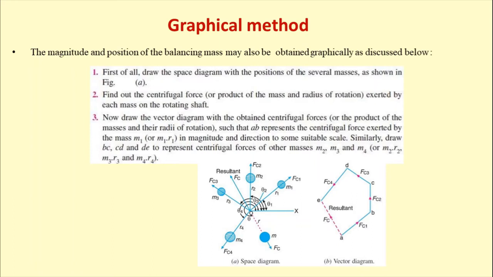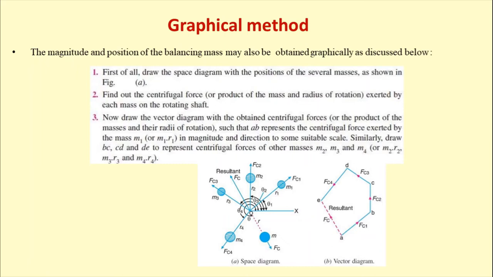So in the graphical method, first you have to draw the space diagram with several masses as shown in the figure, then find out the centrifugal forces, that is the product of the mass and the radius of rotation. Remember, you need not multiply omega square each and every time, because all the terms containing m1, 2, 3, 4 etc. and r1, 2, 3, 4 etc. have the same angular velocity term. So there is no need to multiply repeatedly with omega or omega square.